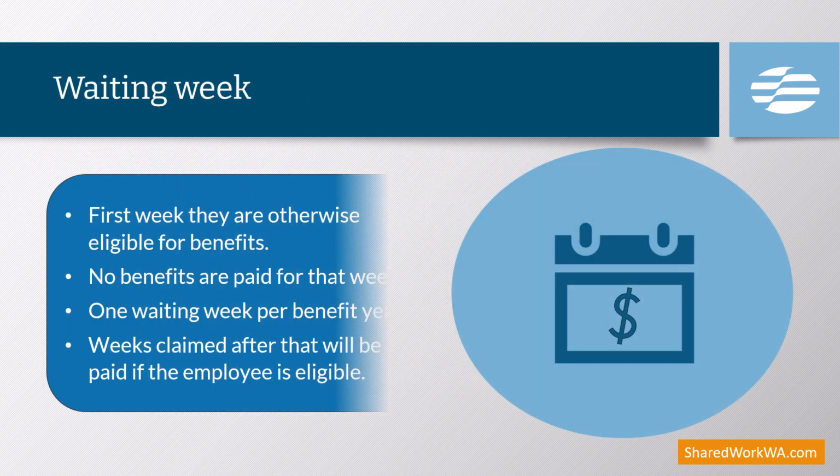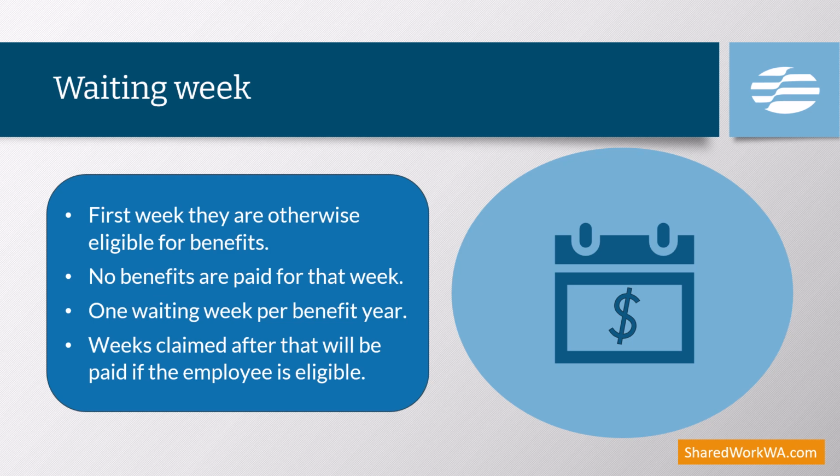The first week an employee files a claim and is eligible for payment is their waiting week. They are not paid for their waiting week. In many cases, this is the first week that hours are reduced. There is only one waiting week for each benefit year. If a claimant already has an active claim, they may have already completed their waiting week. After the waiting week, employees will be paid each week they claim and are eligible.